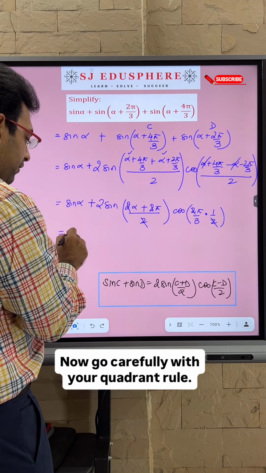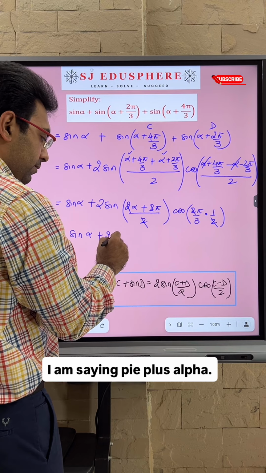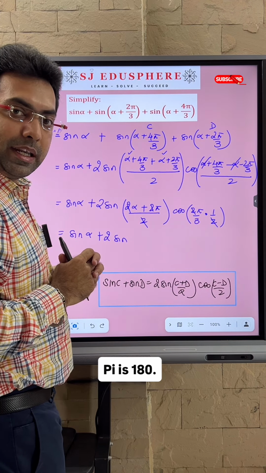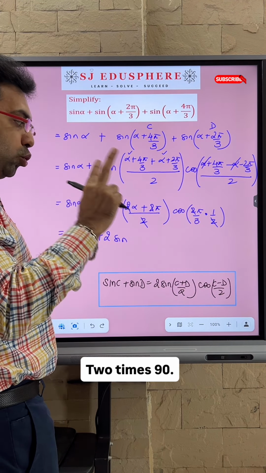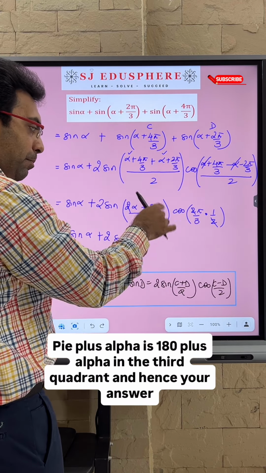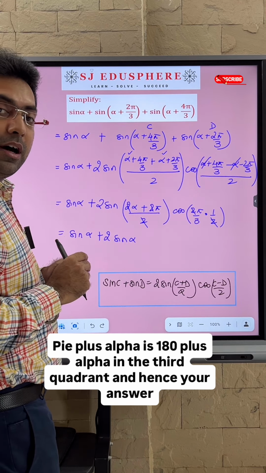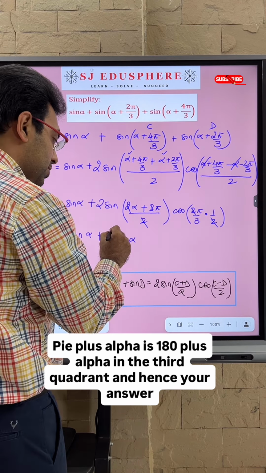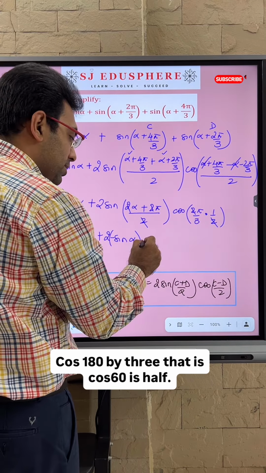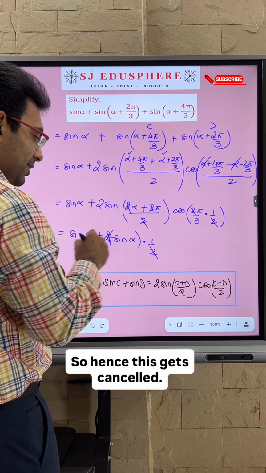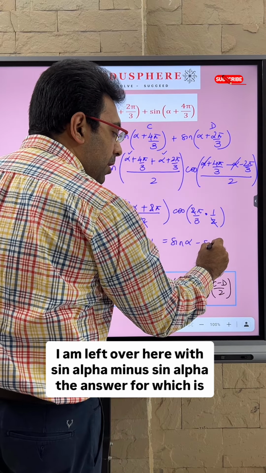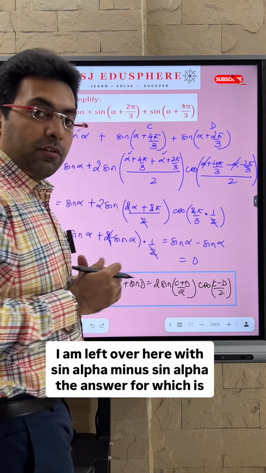Now, go carefully with your quadrant rule. I am saying pi plus alpha. Pi is 180. How many times 90? 2 times 90. So, sine will remain sine and alpha. Pi plus alpha is 180 plus alpha in the third quadrant, and hence your answer is negative. Cos 180 by 3, that is cos 60, is half. So hence this gets cancelled. I am left over here with sine alpha minus sine alpha, the answer for which is 0.